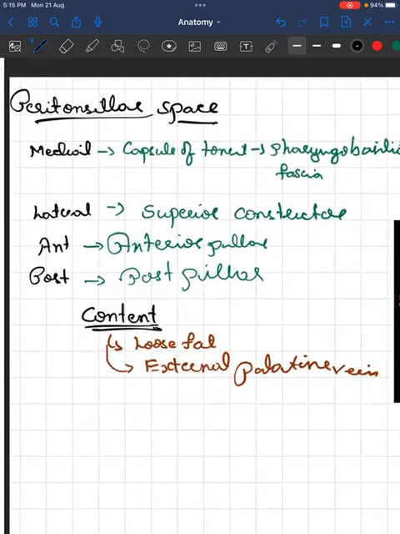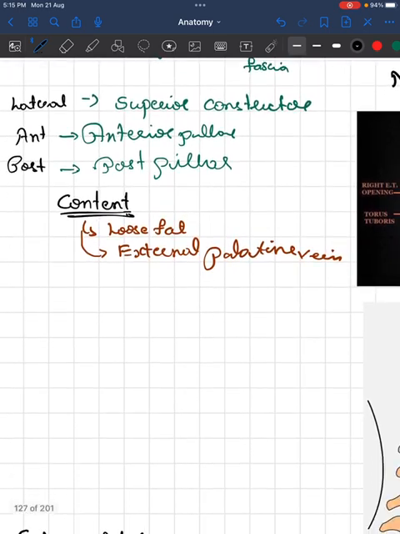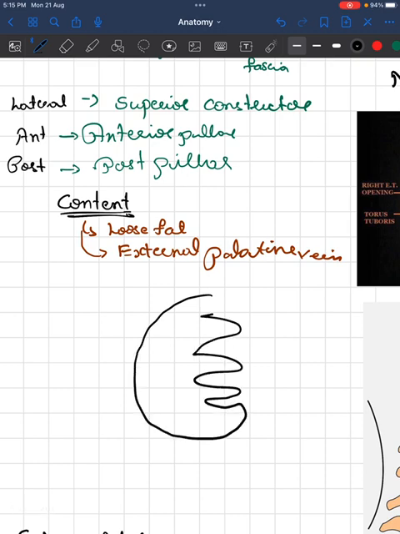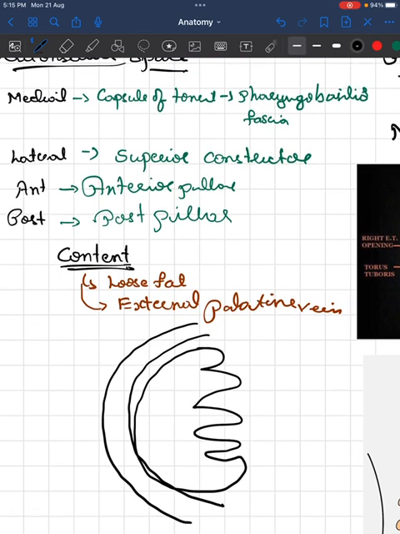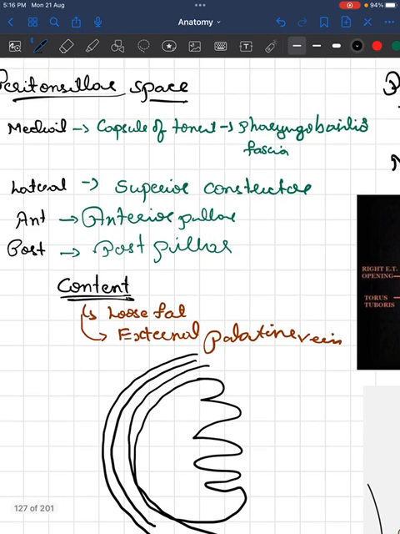The peritonsillar space. When we take a cross section, we see the crypts covered by a capsule, and there is another layer, the pharyngobasilar fascia. The space between the capsule and the pharyngobasilar fascia is known as the peritonsillar space. Anteriorly, it mainly contains loose fat and the external palatine vein.